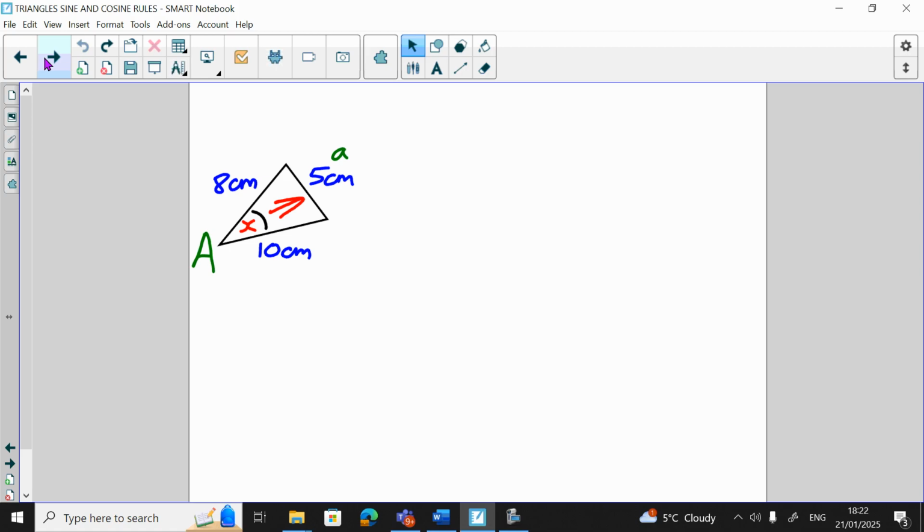See the 8 and the 10, the two other lines, they can be B and C, it doesn't matter. It doesn't matter, everything will work out all the same. And you can try it later on. Okay.